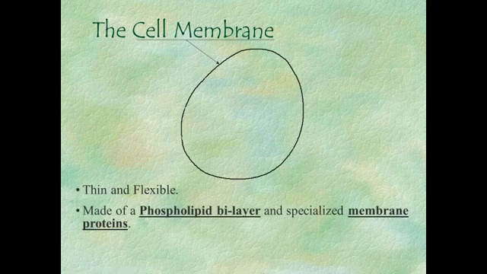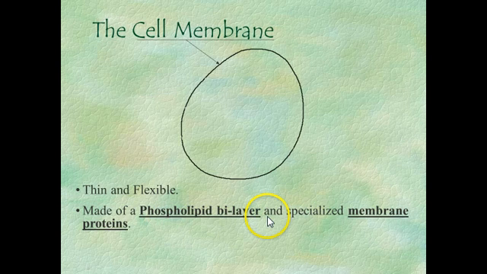The cell membrane is made of a very special type of lipid, which, as you recall, is a fat or an oil. This is a lipid that has a phosphorus or a phosphate molecule attached to it, and they form in a double layer. So the fancy word for that is that this is a phospholipid bilayer.